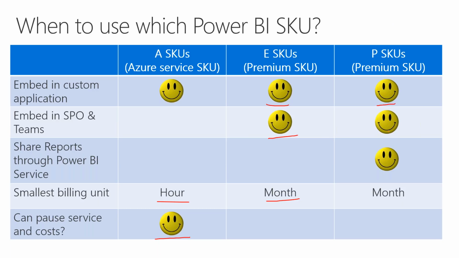I can embed in a custom application. I can embed in SharePoint Online and Teams. I can access my reports through the Power BI app, through the Power BI service, through my browser, and this is billed at the month level. Okay. So if you're looking at the SKUs for Power BI and you're wondering, well, which one do I need? Hopefully this chart will make this a little easier for you to understand.